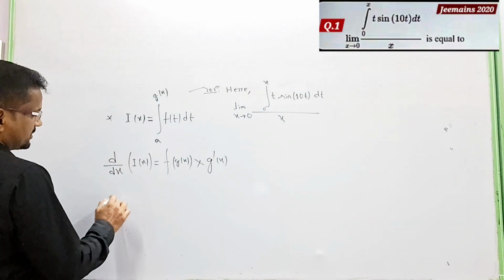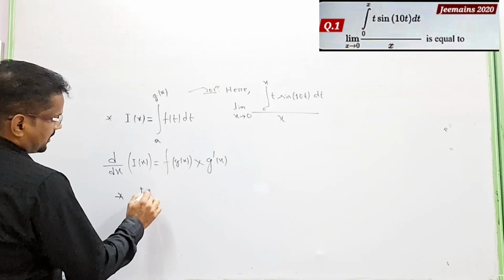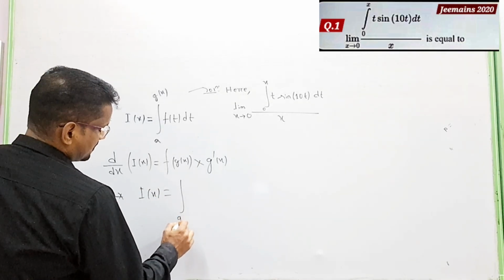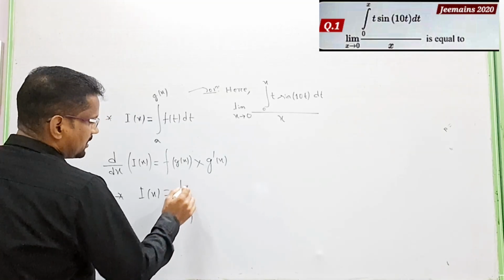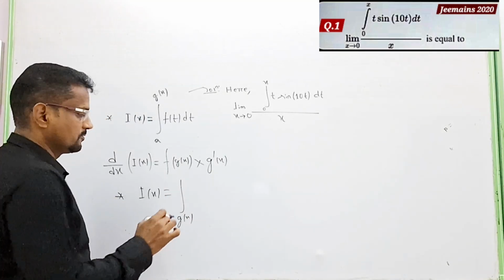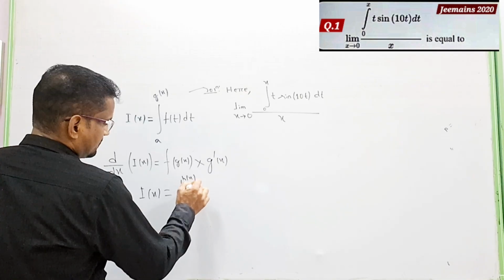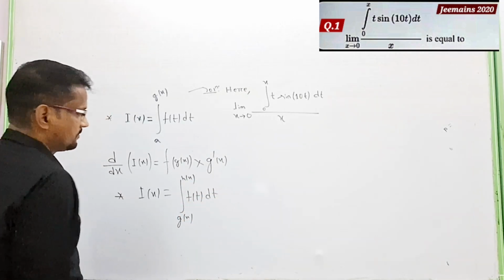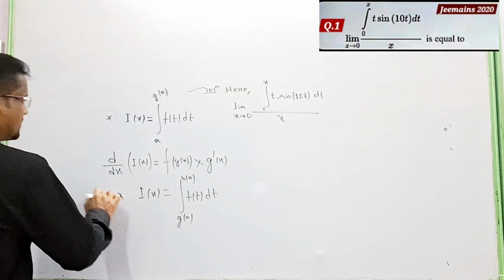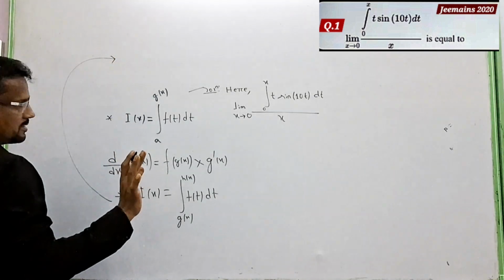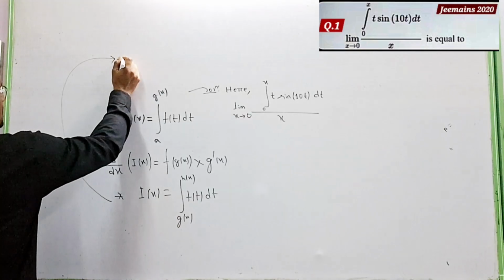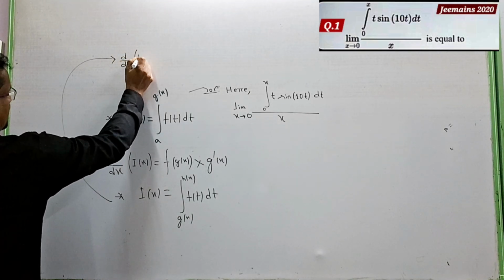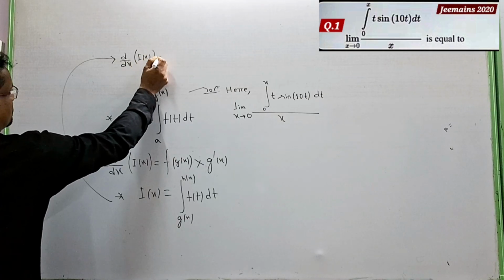There may be a second case. Say this time I(x), the lower limit is also a function g(x), and the upper limit is also a function of x, say h(x), and suppose it is f(t) dt. So in that case, the derivative d/dx of I(x) will be what?